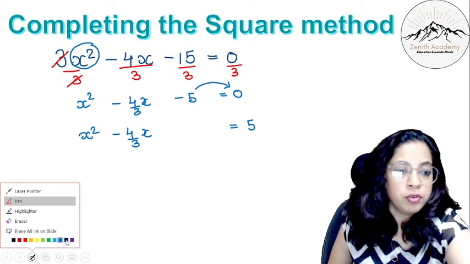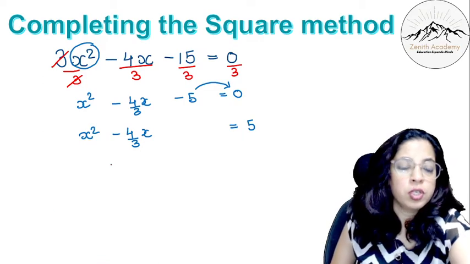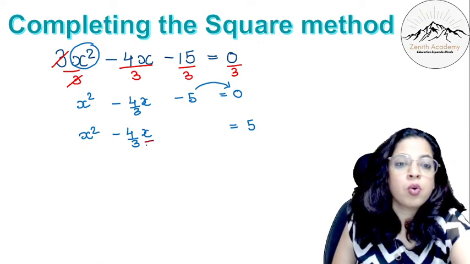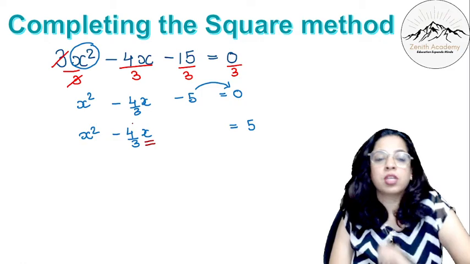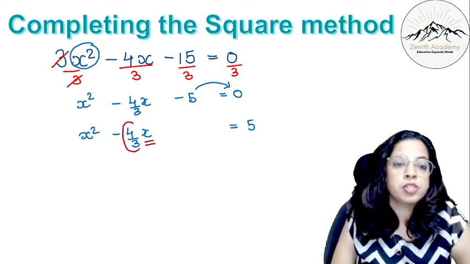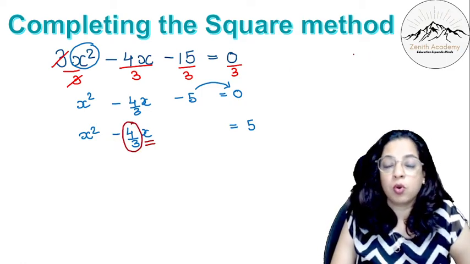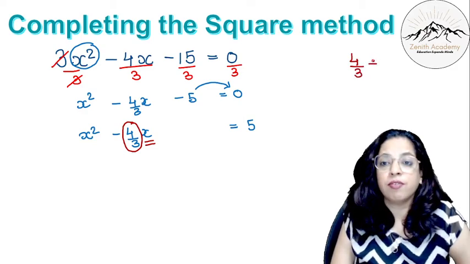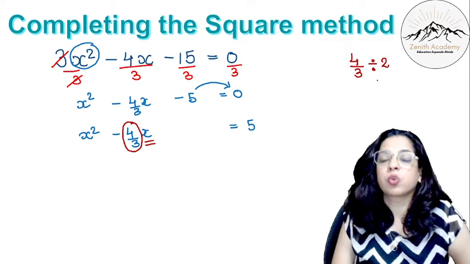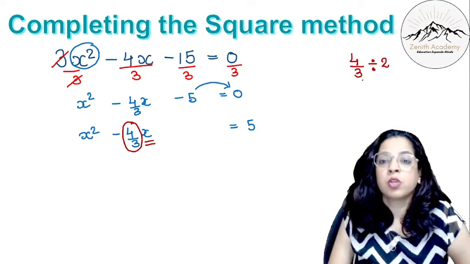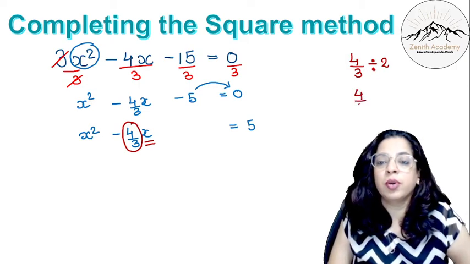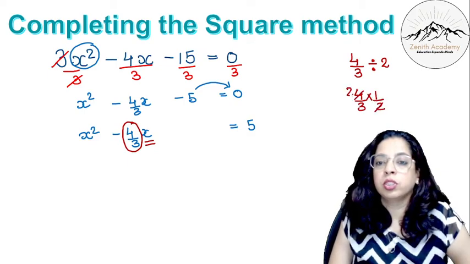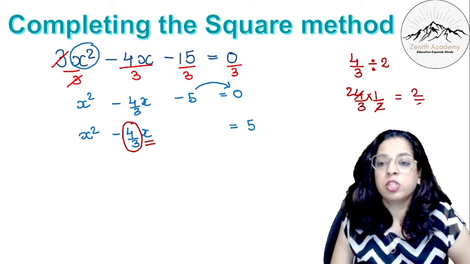Now the step is very important. You have to see the coefficient of x without the sign. So what is the coefficient of x? 4 by 3, without the sign. So you take this 4 by 3, you divide by 2 and then you square it. So 4 by 3 divided by 2 is 4 by 3 into 1 by 2. So this becomes 2 by 3. Once you get 2 by 3, square it.